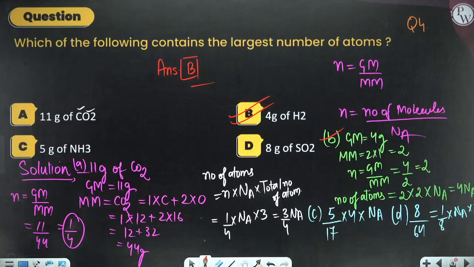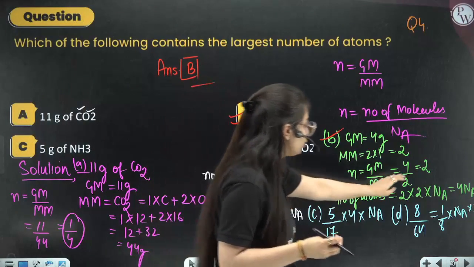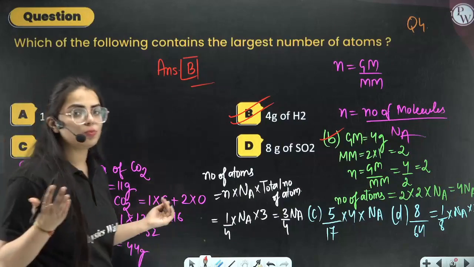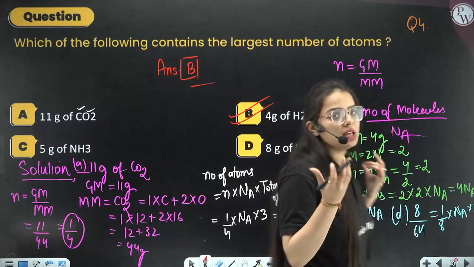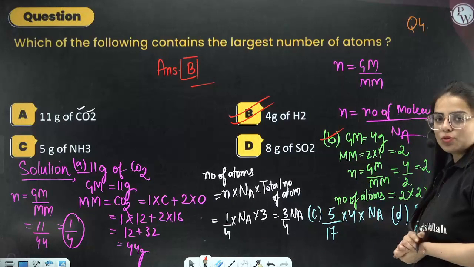If they have asked you about the number of molecules, then there is no need to multiply by 2 or 3. No need to multiply. But when they're asking about the number of atoms, then you need to multiply by the total number of atoms. Great. Shall we proceed to the next question?